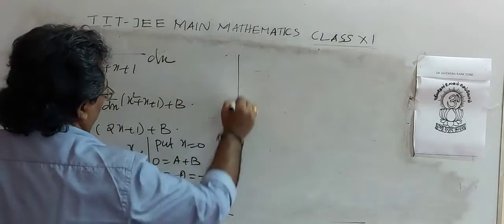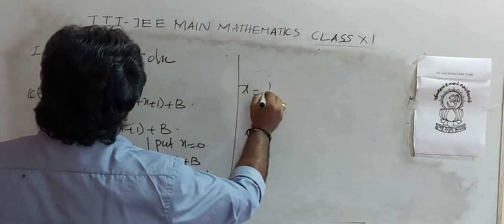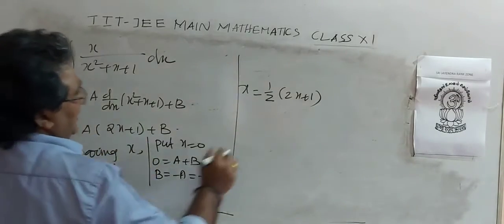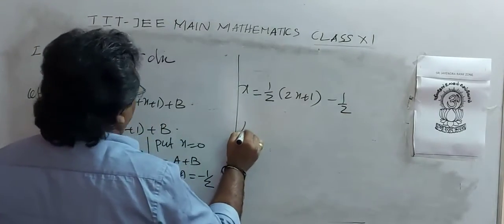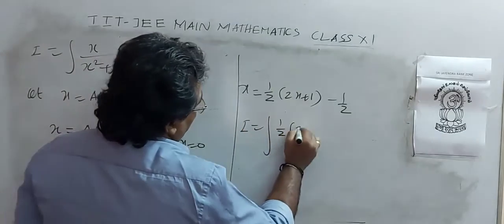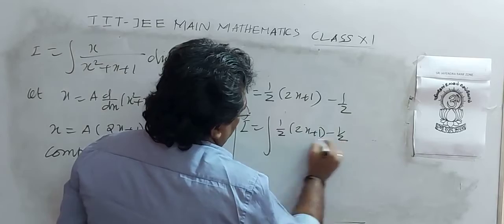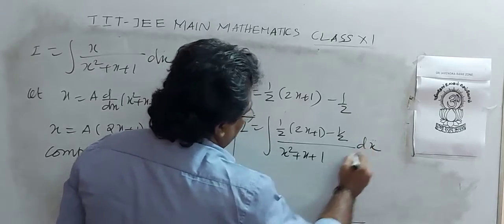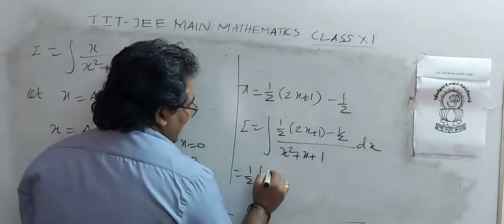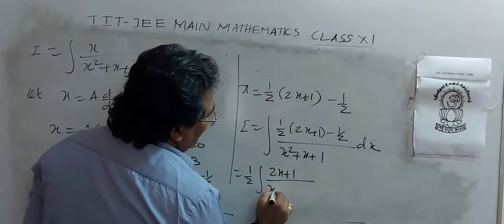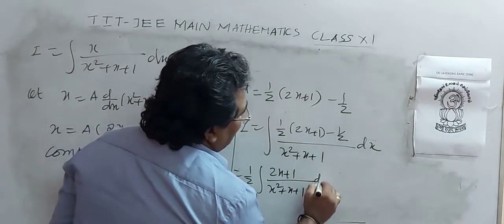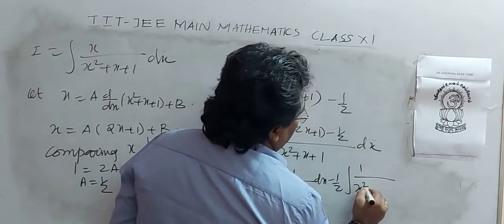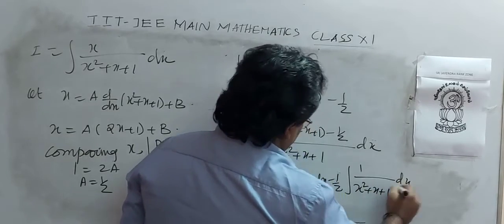So x equals 1 by 2 into (2x + 1) plus, in place of a you take 1 by 2, and in place of b you write minus 1 by 2. So I equals the integral of 1 by 2 into (2x + 1) divided by (x² + x + 1) dx, minus 1 by 2 into the integral of 1 by (x² + x + 1) dx.